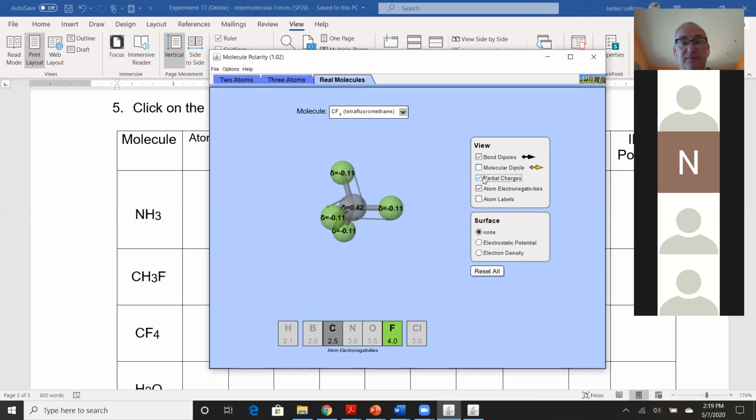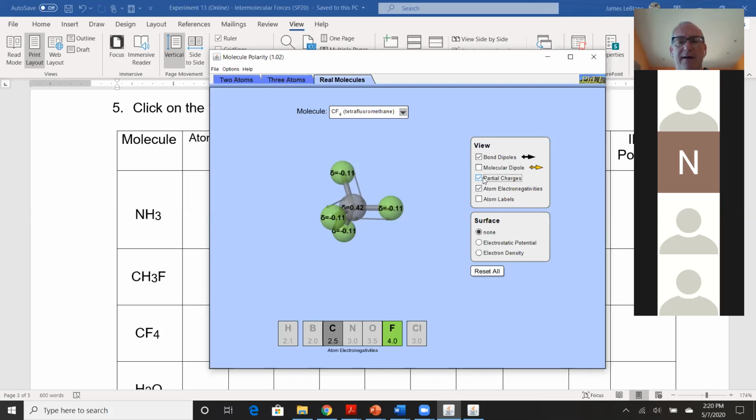Other fluorines? Yeah, basically, they're all pulling on the same thing. And so it's like you're having a tug of war. If you have a tug of war between two equal-sized sumo wrestlers, neither one of them is really going to be able to move very much, right? And the same thing's true here. You've got basically 4 sumo wrestlers all pulling on carbon. And so none of them are going to get much from it because they're all pulling in opposite directions.